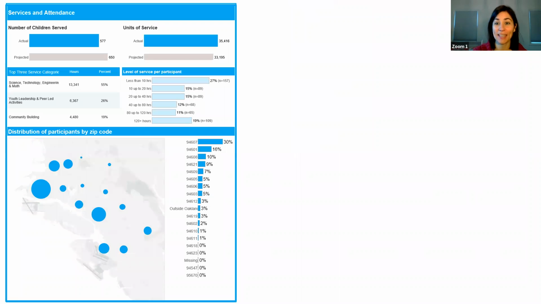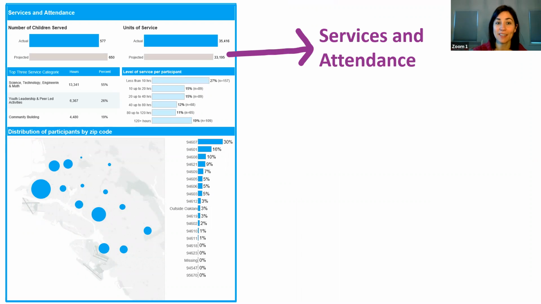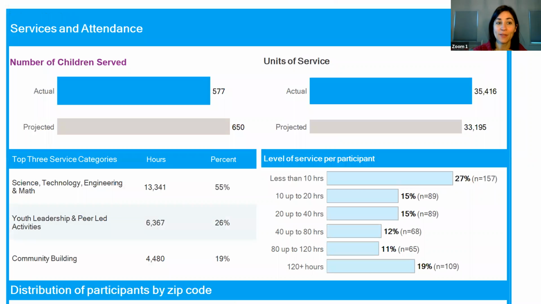And now moving on to the 2nd page of your profile. At the top, you will see information about services and attendance. This includes the total number of participants served and the total units of service provided compared to what was projected. Next, you'll find the top 3 service categories, which shows the types of activities that your participants spent the most time engaged in, according to your CitySpan data.